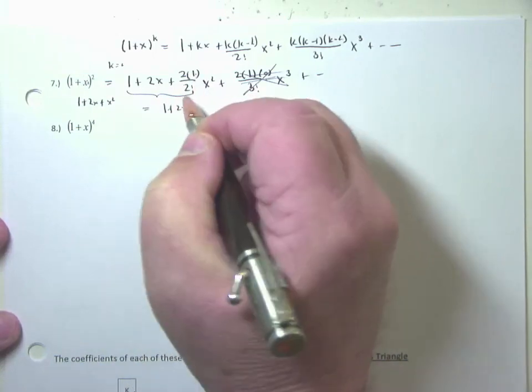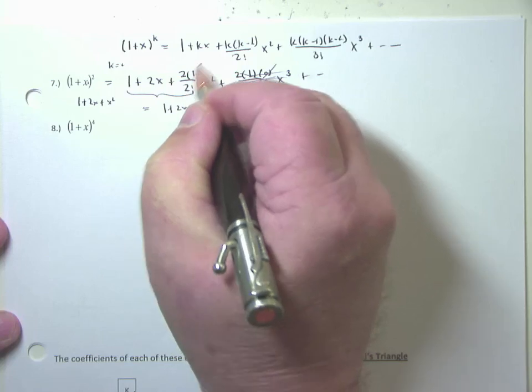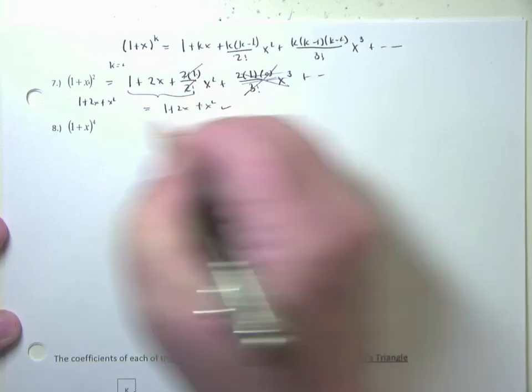2 times 1 is 2. 2 factorial is 2 times 1. They cancel, plus x squared. Yep, I get the same thing.